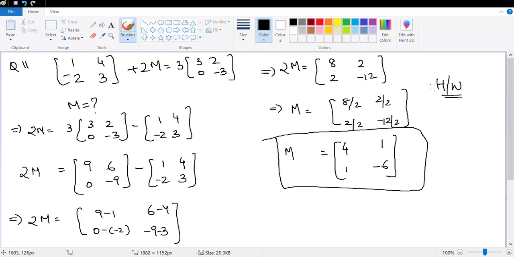The homework for today is question number 2, part 1, question number 3, part 2, question number 4, question number 9, and question 10, part 1.